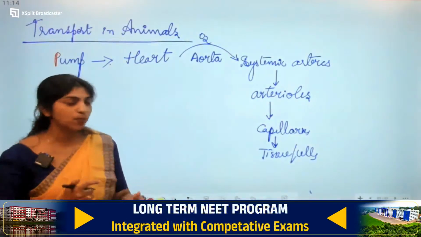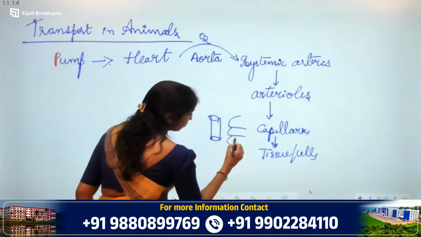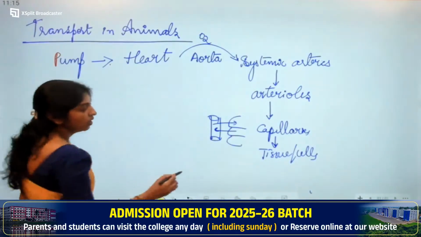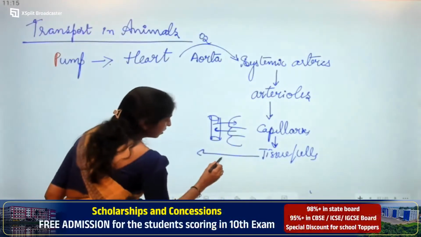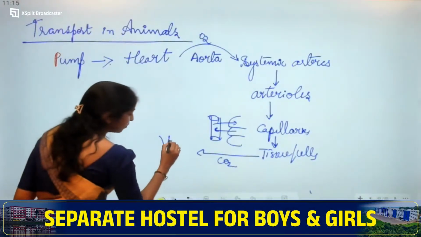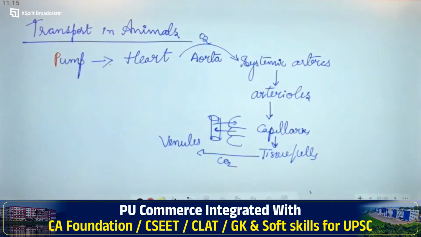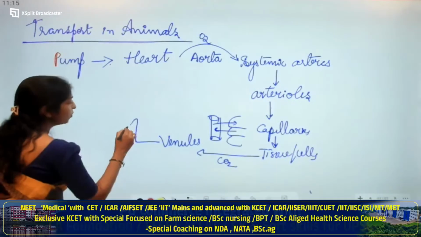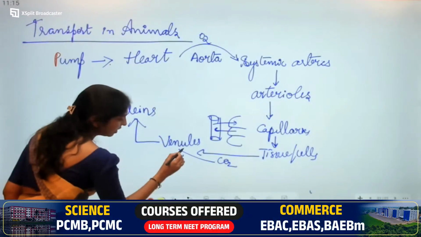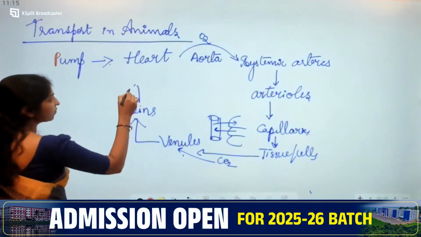The exchange takes place between the capillaries and the cells and tissues. Now, these cells and tissues will give out the waste product in the form of carbon dioxide, which will be taken up by venules. Then the venules will give rise to veins, which carry the deoxygenated blood. These veins will connect to the major veins called vena cava.